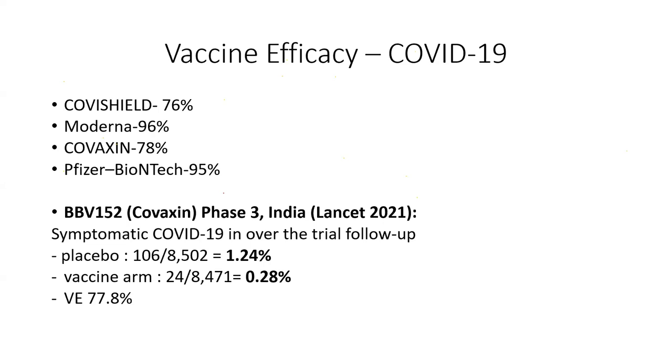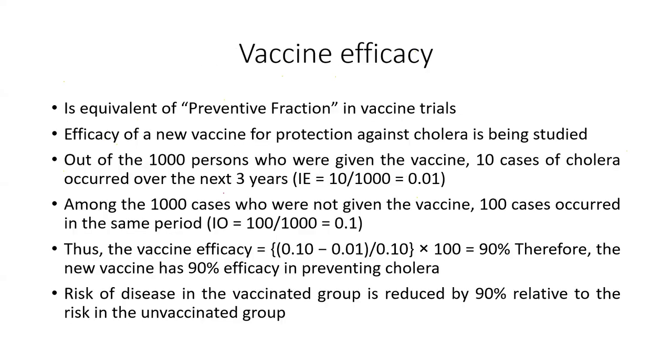Can you please repeat? See, when vaccine efficacy is reported, there is a misconception that when you say vaccine efficacy is 95%, 95% of the population who receive the vaccine are protected. That is not the case. If you look at the previous slide, it tells us that vaccine efficacy is a concept related to attributable risk percent, because here the incidence in the vaccinated is less compared to the unvaccinated. We calculate what is known as a preventive fraction.